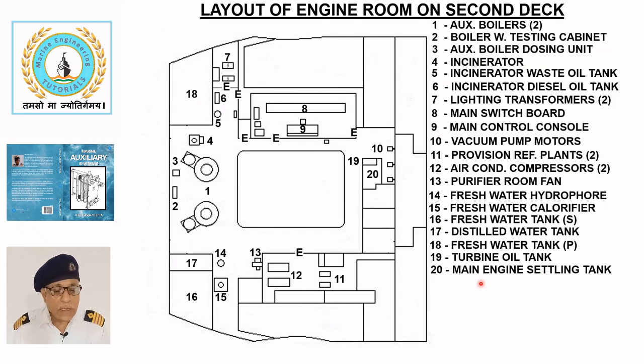Main engine settling tank. The main engine settling tank, 20, is normally kept empty and is used for transferring lubricating oil from the engine sump for batch purification when the oil becomes excessively contaminated by water.